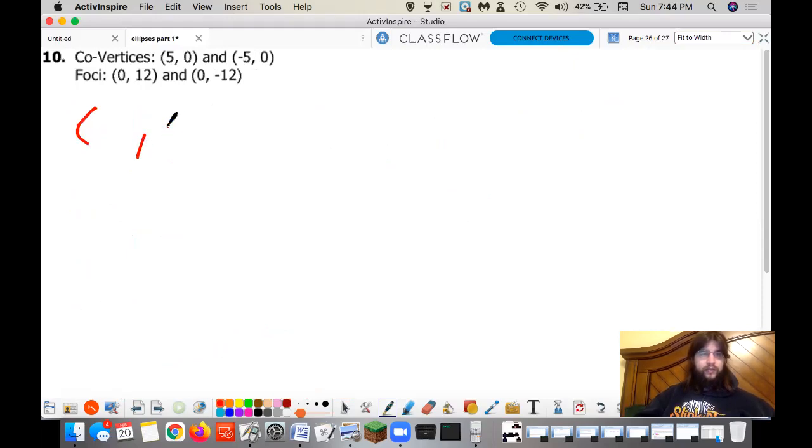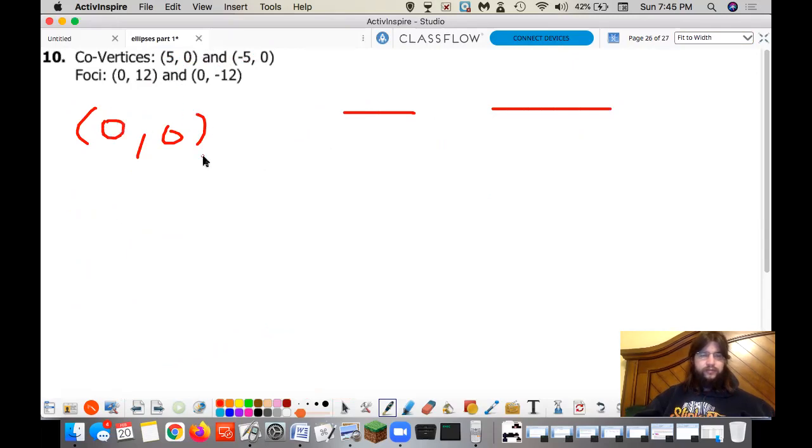So we know the y value is going to be 0. The x value changed on the co-vertices. That makes this, what kind? Well, the y values got to change on the vertices, right? So there you go. It's going to be a vertical ellipse.